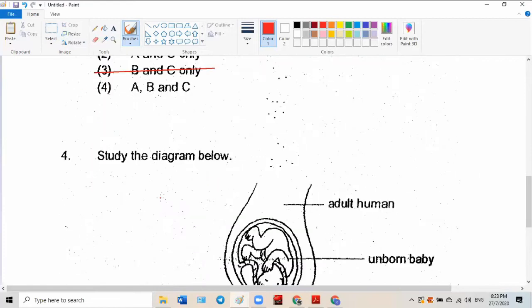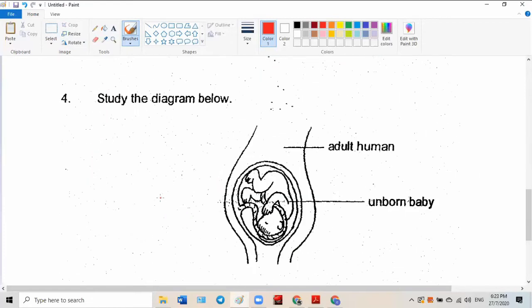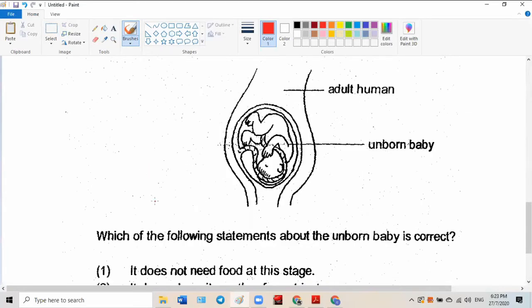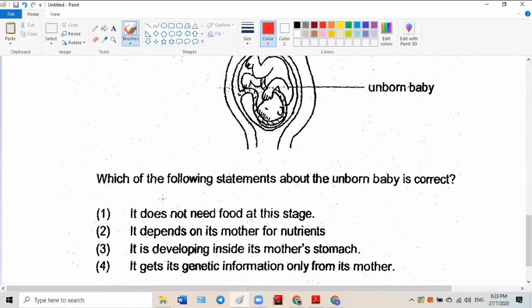Moving on. Do you know this? Reproduction system? You learned already, right? Yes, okay. Well, this is the unborn baby. Which one about the unborn baby is correct? It does not need food at this stage. Is it true? Wrong. All living things need food, right?